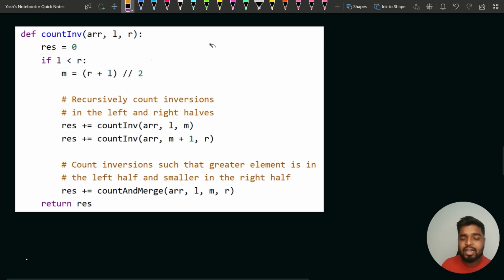So you can understand how we are able to count the inversion pairs easily without checking each and every pair individually. That is why, instead of having n square complexity, we are having n log n complexity, because we are using the internal working of the merge function of the merge sort concept.